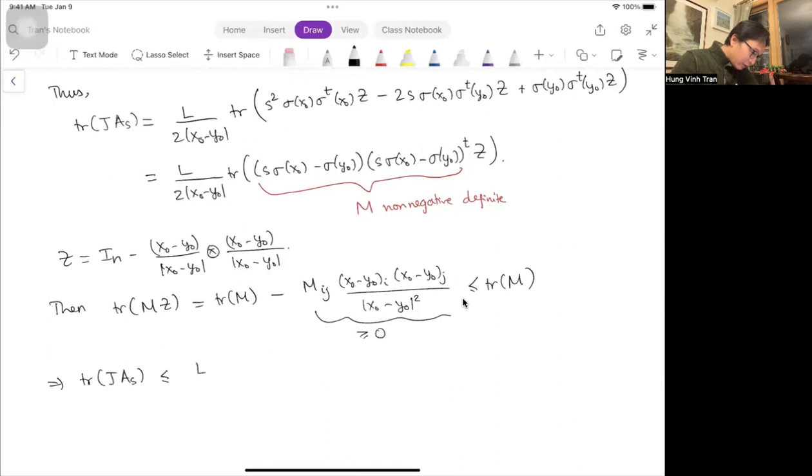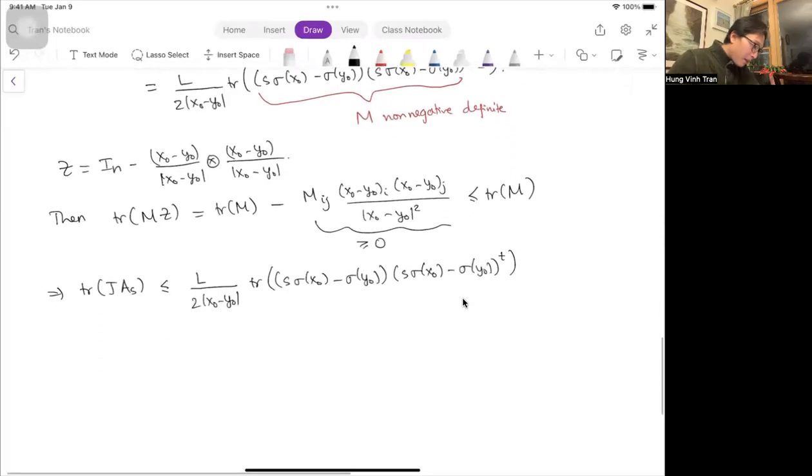L over 2 times the length of X naught minus Y naught, trace of just M, which is S sigma X naught minus sigma Y naught times its transpose. And now we can just compute, because this trace is exactly the norm. So the length of S times sigma X naught minus sigma Y naught, I mean the length square.